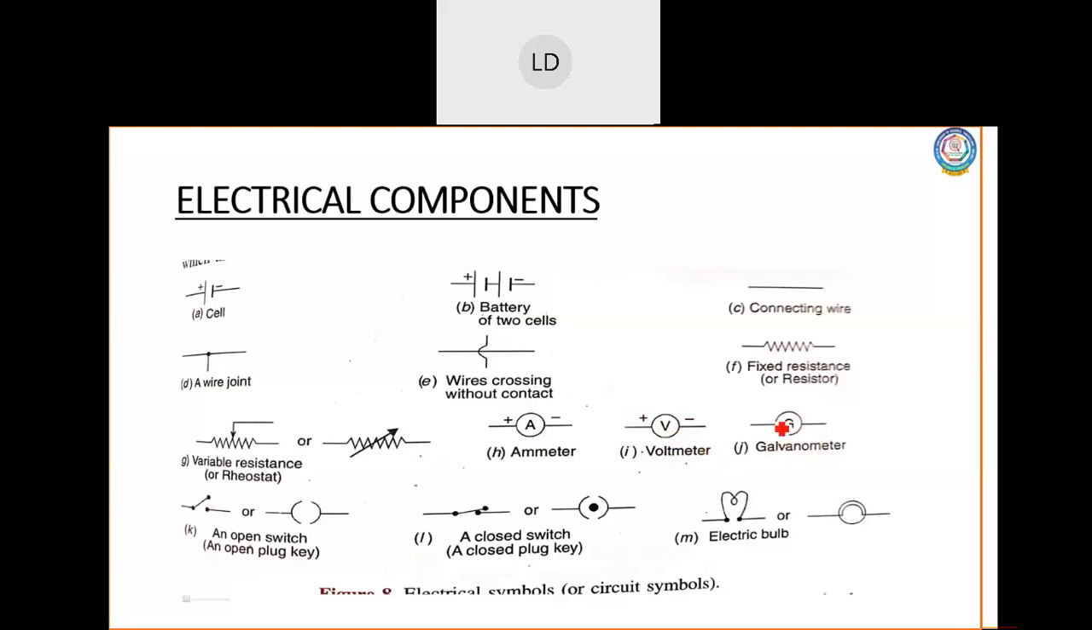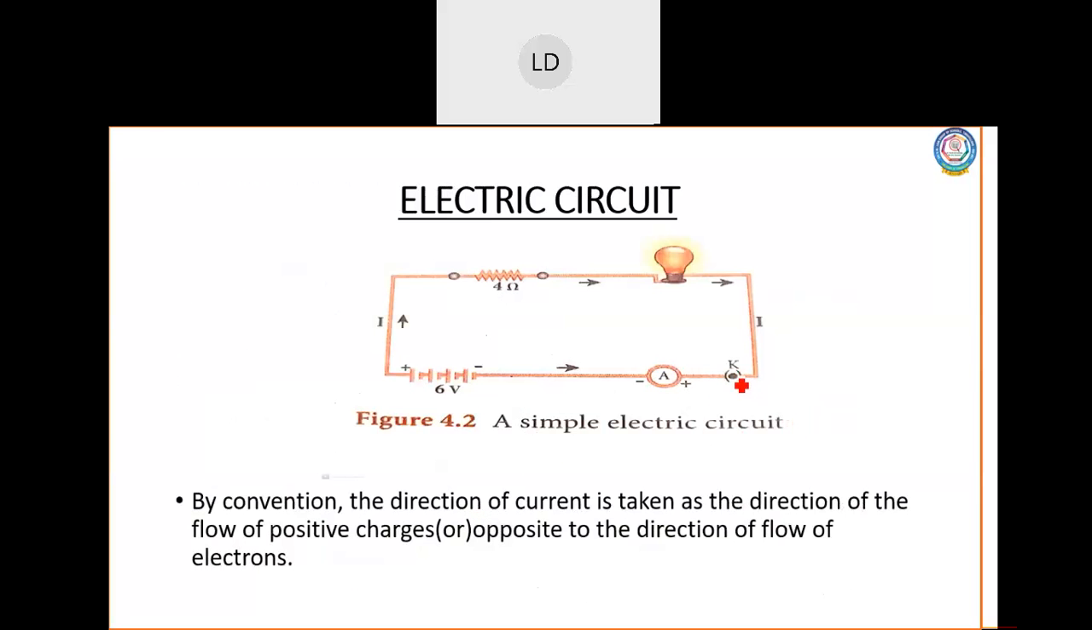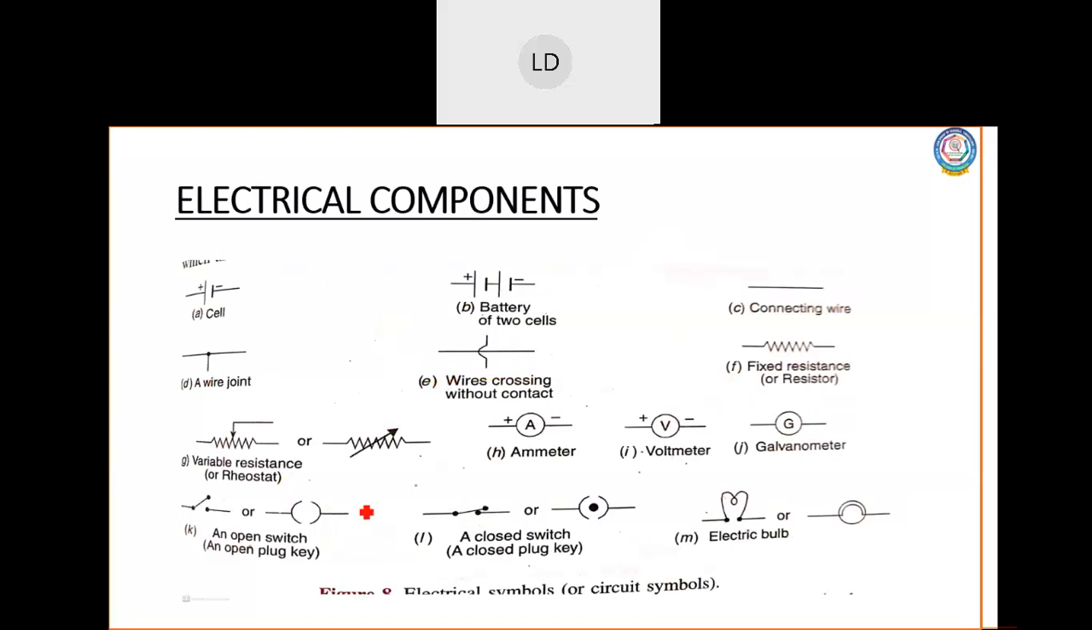And this is the symbol of a galvanometer, which is used to detect the presence of current. Whether in a circuit current is there or not is determined by the galvanometer. Current is measured by ammeter. Presence of current is detected by galvanometer, and this is an open switch. Now you connect a key. Here I have connected a key. This dot is there, no? This dot represents that the circuit is closed. If this dot is not there, then you call it an open circuit.